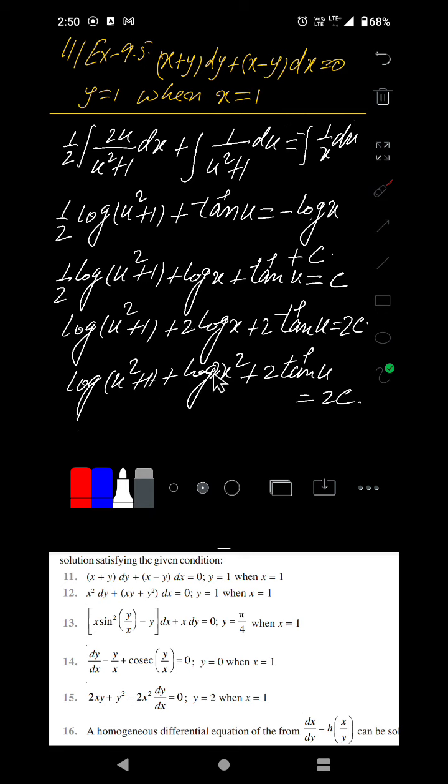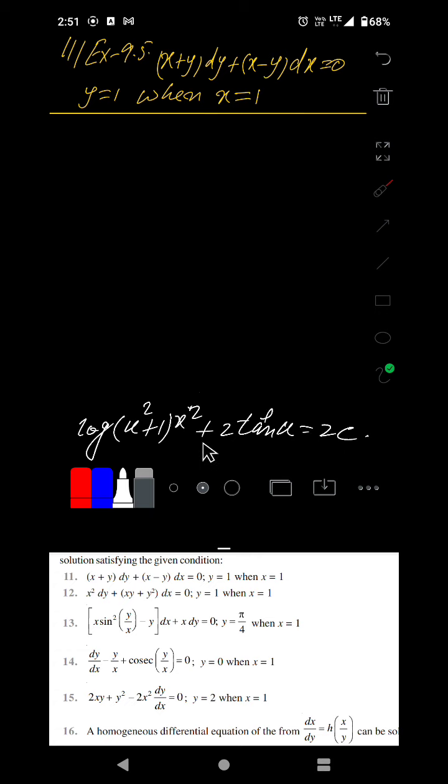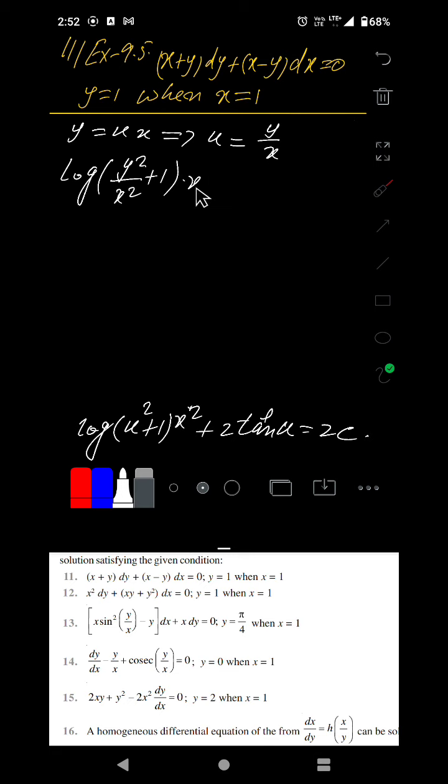Now simply, log m + log n = log(m·n). So using that property, we may write these two terms as a single term: log[(u² + 1)x²] + 2 tan⁻¹u = 2c. Now proceeding from this step, since from equation number 2 we have y = ux, if we find the value of u in terms of x and y, we get y/x. So now replacing u by y/x in this equation, we get log[(y²/x² + 1)x²] + 2 tan⁻¹(y/x) = 2c.